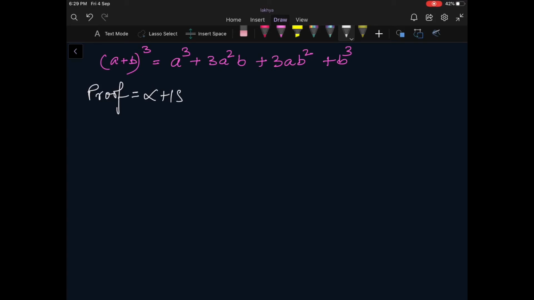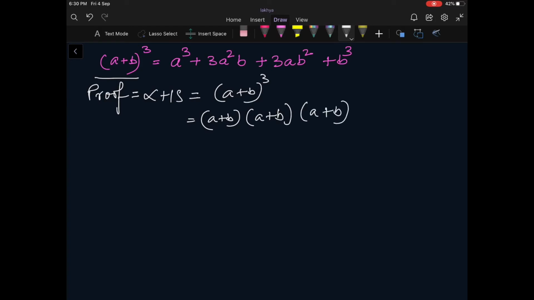Now take the left hand side. So what is the left hand side here? A plus b whole cube. So a plus b whole cube means a plus b into a plus b into a plus b. Or instead of writing it that way, you can write a plus b whole square into a plus b. Okay, that gives a cube again.